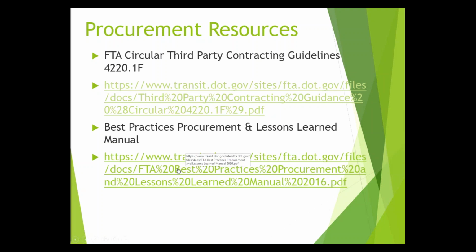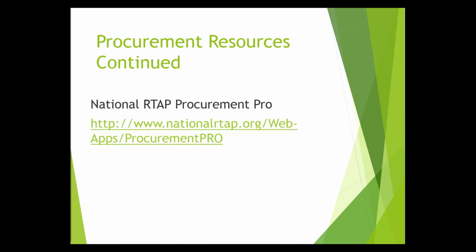And then the Best Practices Procurement and Lessons Learned Manual is also available. That was updated in 2016. This is best practices, it's not requirements, but there are requirements kind of intertwined there. It will tell you the best ways to meet the regulations. And it's really very, very helpful. And my favorite is the National RTAP website. Many of you have probably been directed to Procurement Pro. If you haven't, I'm just going to show you briefly.